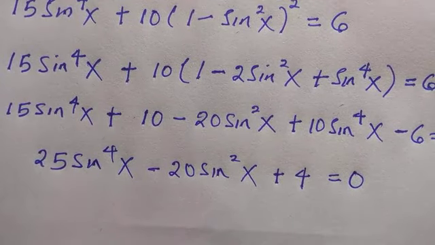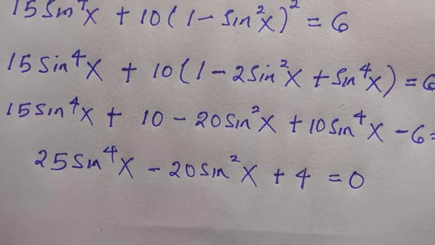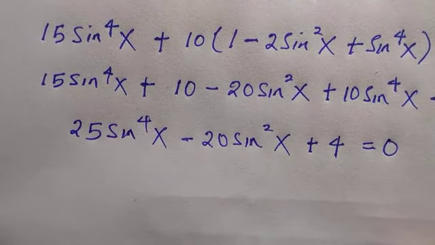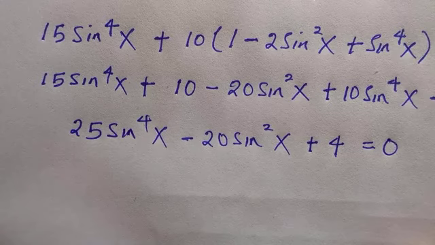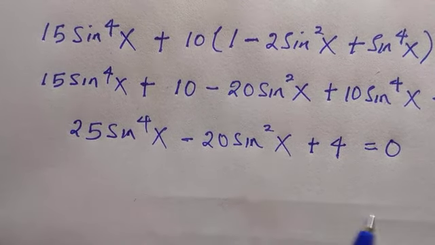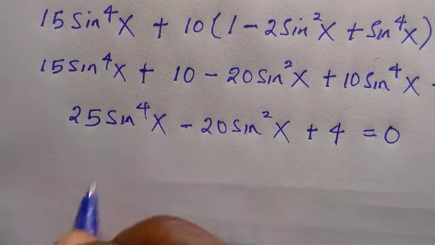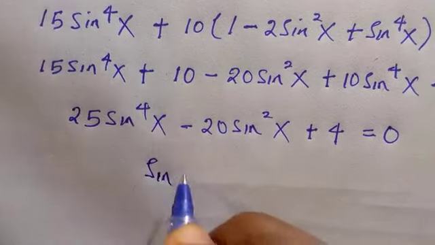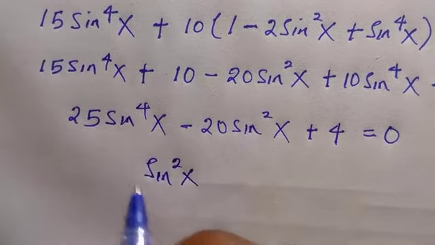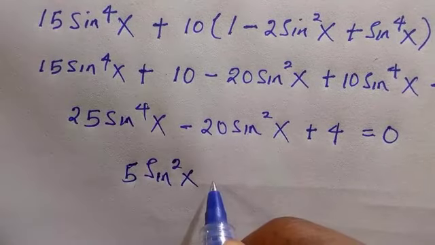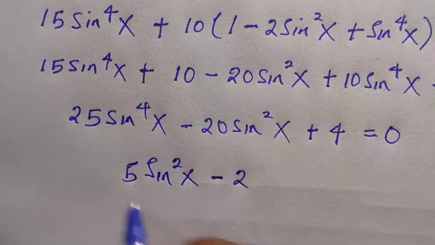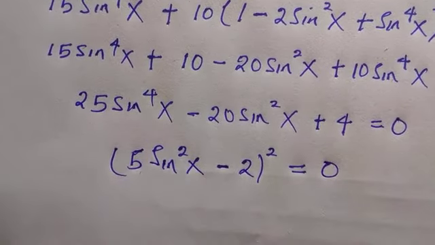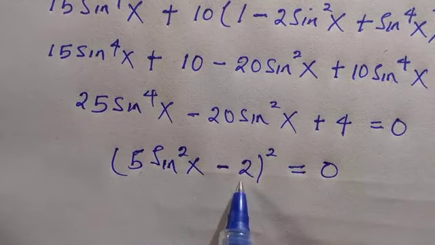On getting to this stage, looking at this, we can easily factorize it. If we factorize this, we can compress it into 5 sine square x minus 2, all squared. Because if we expand 5 sine square x minus 2 all squared, we are going to get what we have in this line. Then we have this result as 5 sine raised to the power 2x minus 2 all raised to the power of 2 equals 0. You can just pause this stage and expand it.